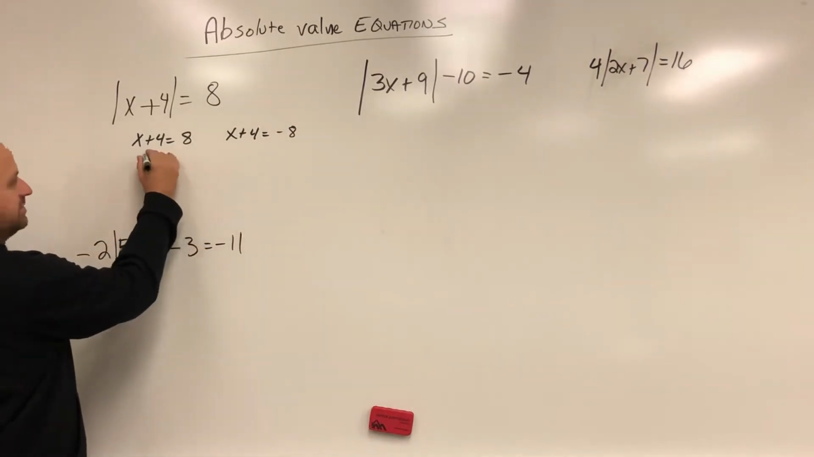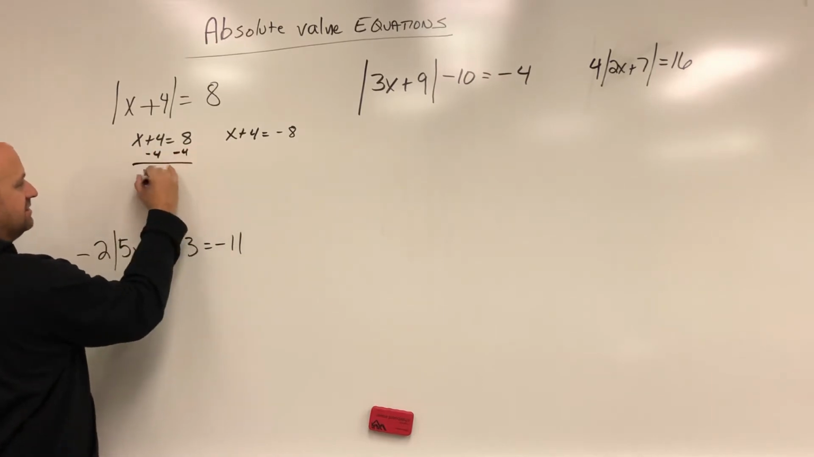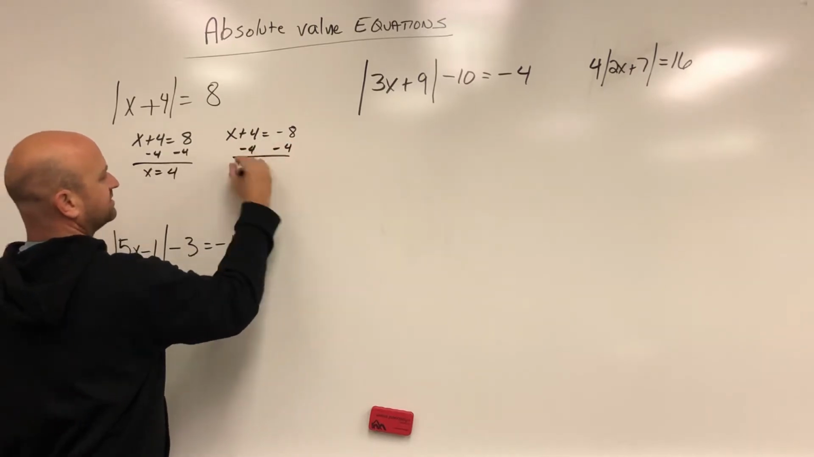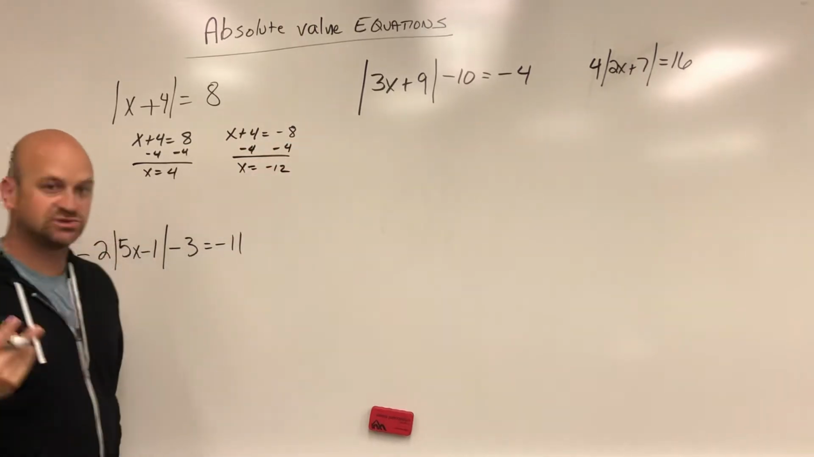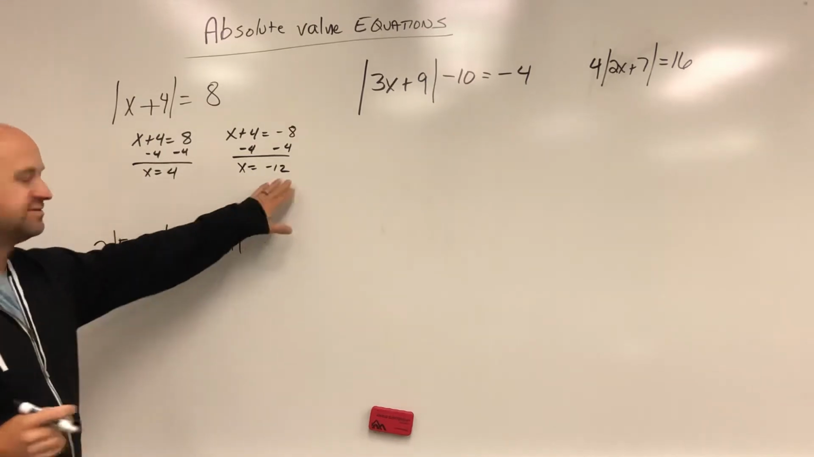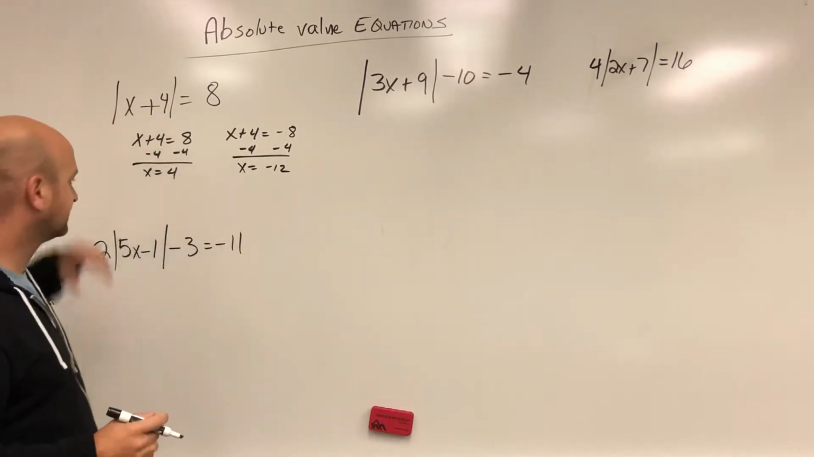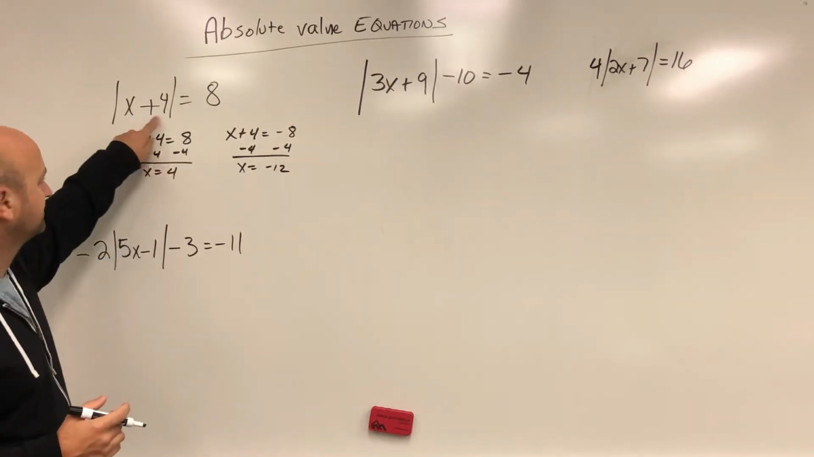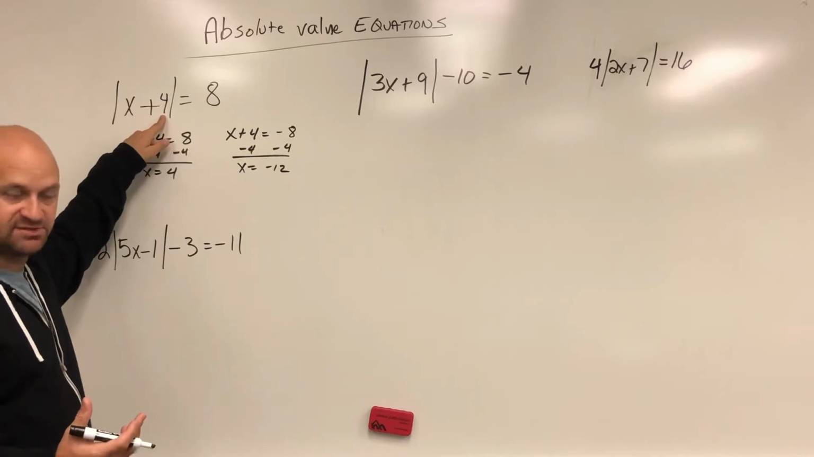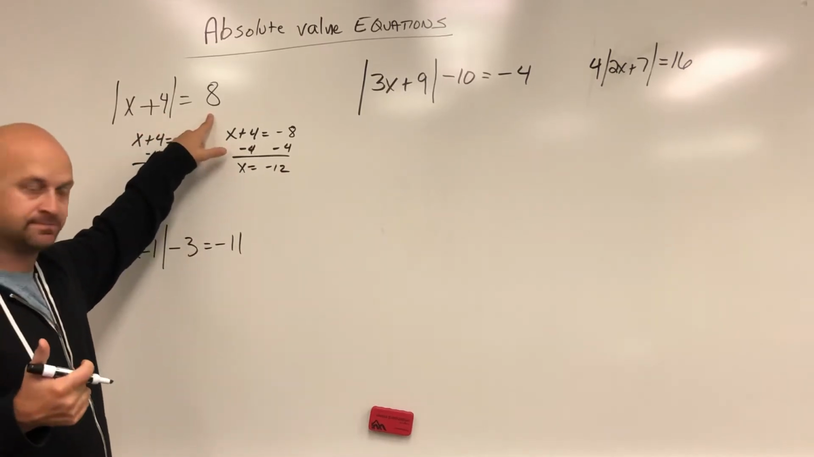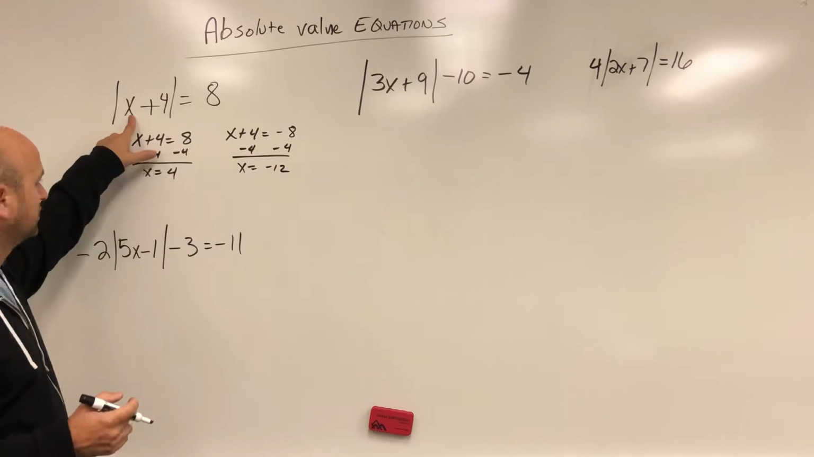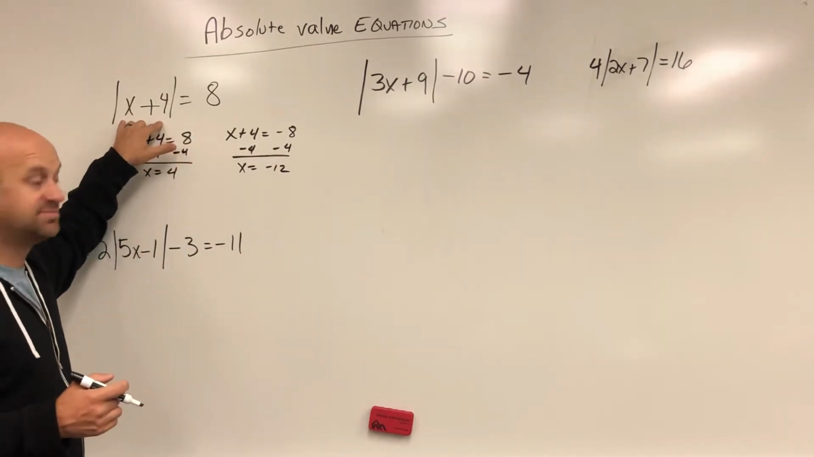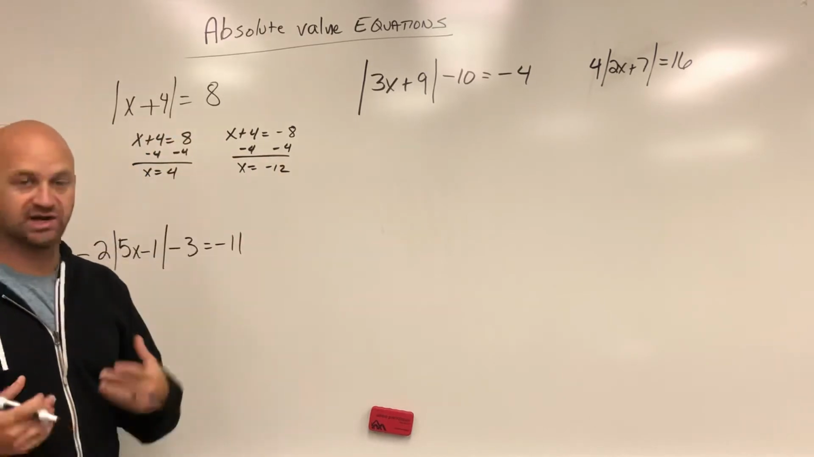All right, so now this would be a one-step equation where we subtract and we get x equaling 4, and over here we subtract and we get x equaling negative 12. So our two answers are going to be positive 4 and negative 12. And when we plug this in, we find out why this is true. If we plug 4 in, 4 plus 4 is 8. Is the absolute value of 8 equal to 8? It is. Over here, if we take negative 12 plus 4, that gives us negative 8. The absolute value of negative 8 is a positive 8. So these two answers check out.